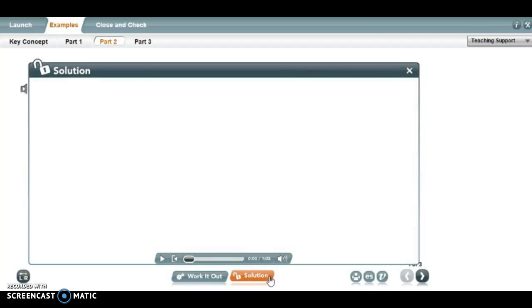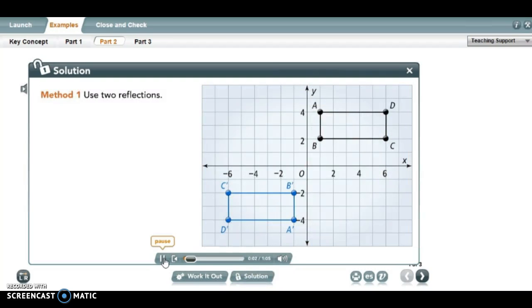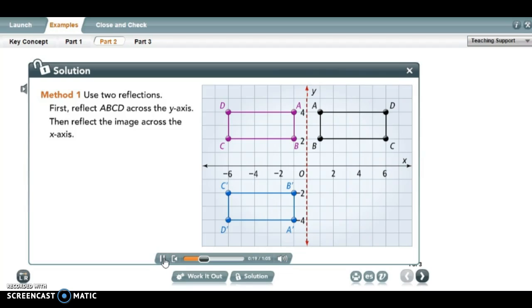So let's look at our options. First, you could use 2 reflections. So you could reflect it across the y-axis. There's your y-axis line of reflection. And then you can go ahead and flip it over or reflect it over. Once you've done that, then you can go ahead and reflect it over the x-axis. There's your x-axis, and it flips over.